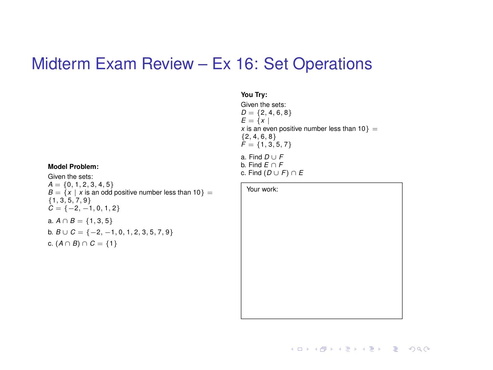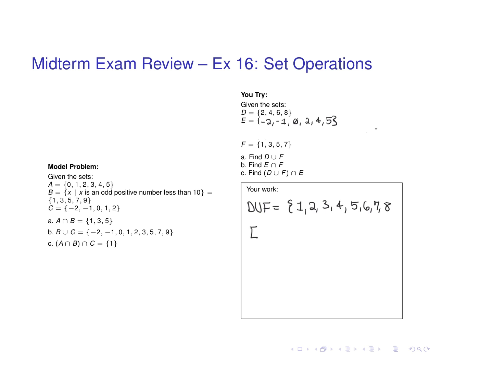So this problem is not going to work well, so we're going to change it a little bit. I rewrote it with a new set E. First we're asked to figure out what D union F is, so all the elements in D or F. So that's going to be 1, 2, 3, 4, 5, 6, 7, 8.